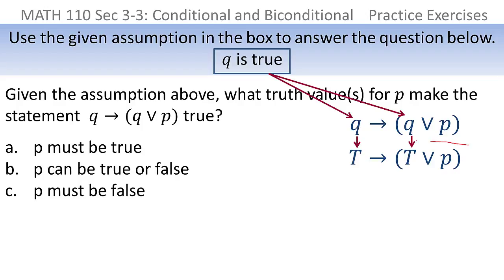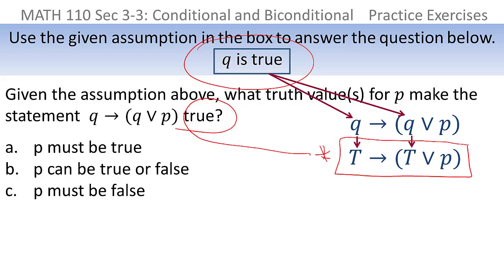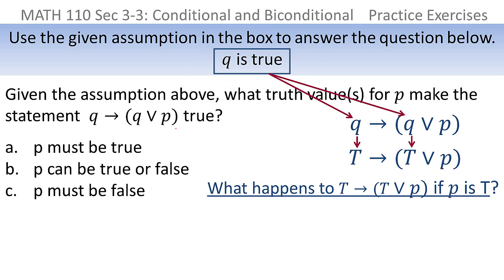Given this simplified version of the statement, assuming that Q is true, what truth values for P, in other words, what can P be that makes this statement here come out to be true? Well, one way to find out is to try it. So my strategy would be to look and see what happens to this expression, which I've reproduced down here, if P is true. It's asking what values of P. Well, I'm going to find out what values of P.